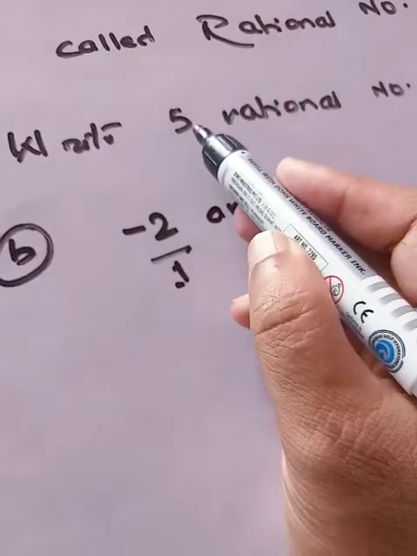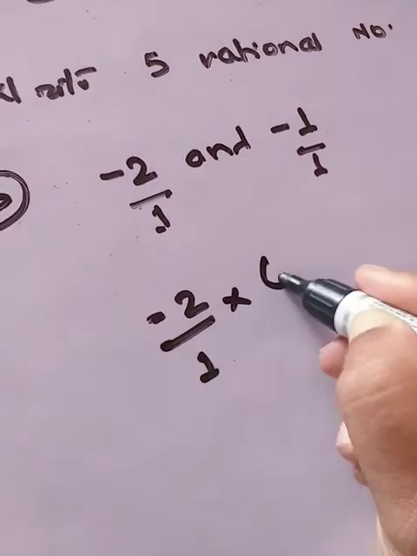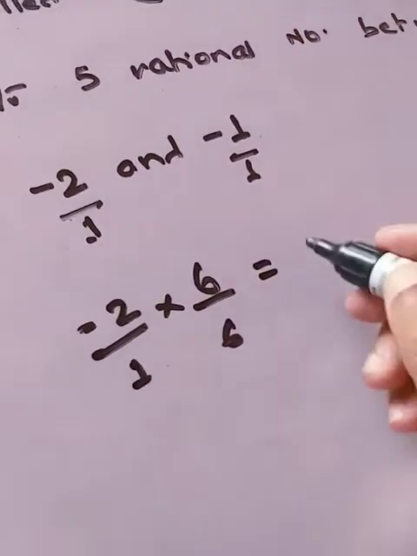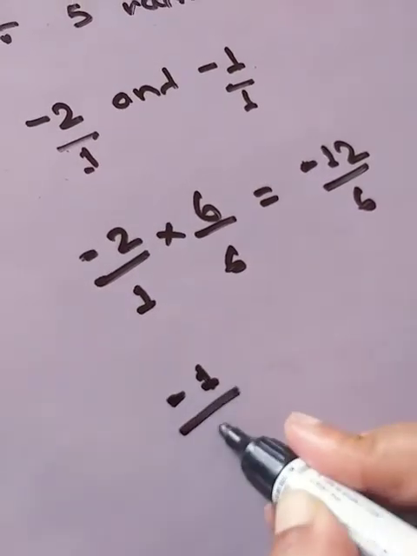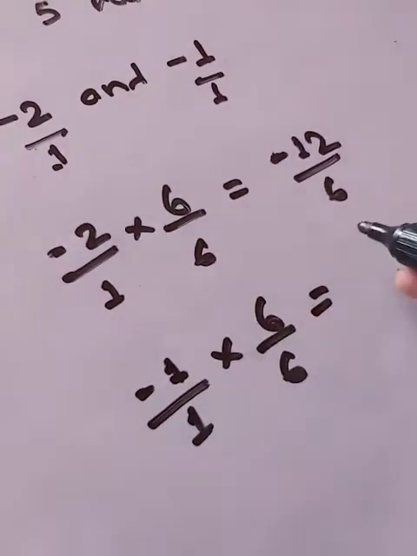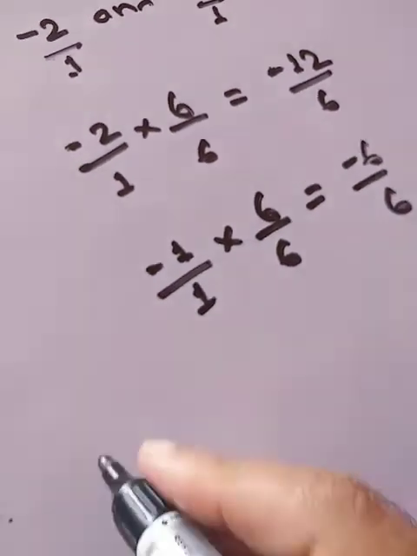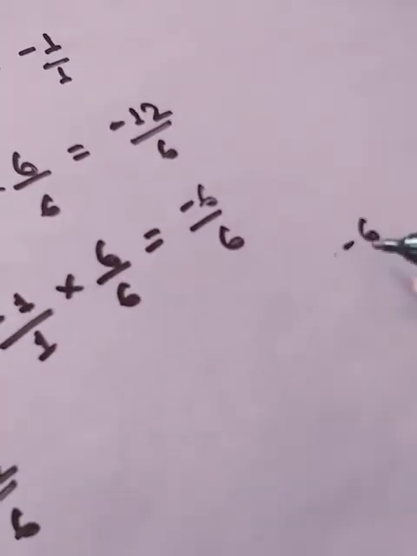So how many rational numbers have they asked? 5. So what do you have to do? You have to multiply with 6 to both the numerator and the denominator. That is minus 12 upon 6. Now what about this one? Same thing, students, same thing. You have to multiply by 6. 6 into minus 1, minus 6 by 6. Now minus 12 upon 6 and minus 6 upon 6.